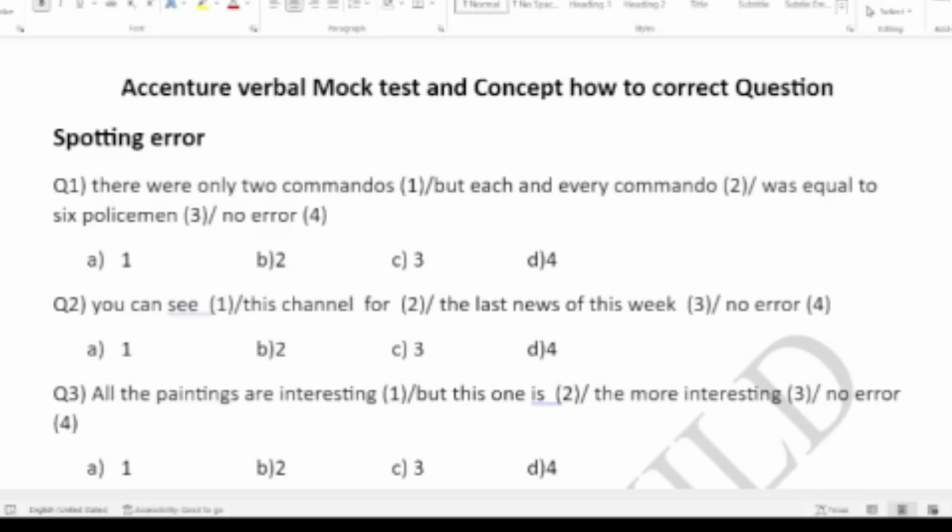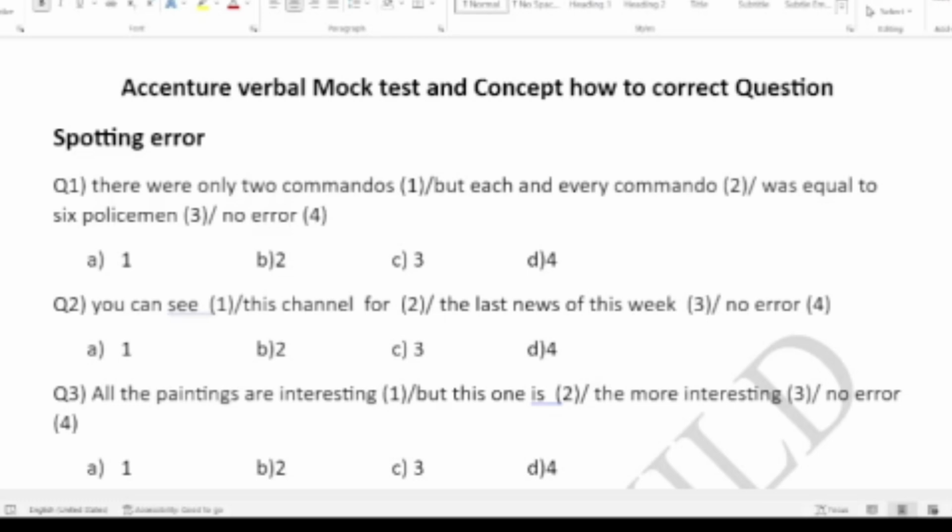So basically, in Accenture's verbal ability test, questions are asked from spotting errors, where the concepts lie in subject-verb agreement, articles, prepositions, and sentence arrangement, synonyms, antonyms. These are basically the topics from which Accenture's verbal mock test is asked. So first we discuss how to solve spotting errors questions.